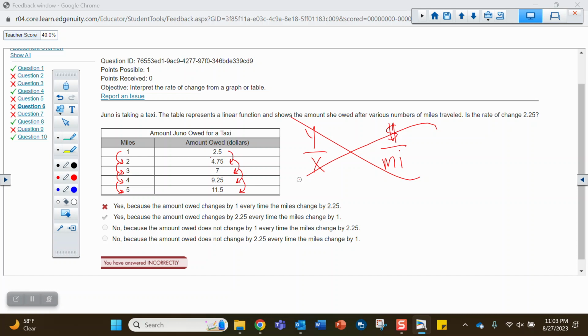So as the miles increase by 1, the amount she owes increases by $2.25. So that is correct. Yes, because the amount owed changes by 2.25. This is the money, so this is the amount owed. She doesn't owe $1. The miles are changing by 1, so you just maybe have your labels kind of flipped in this table.